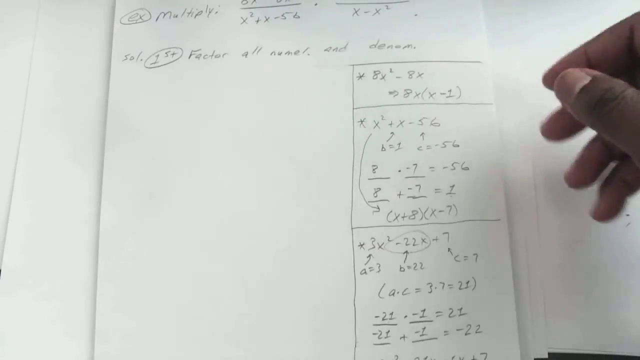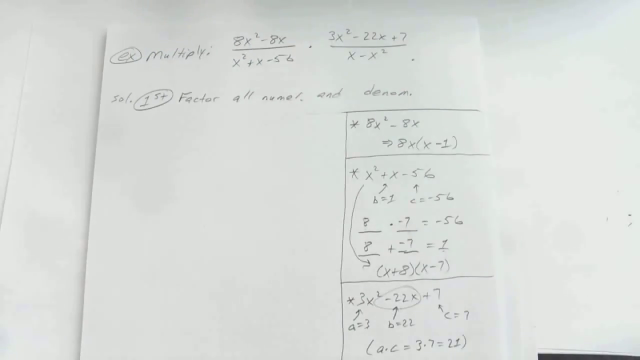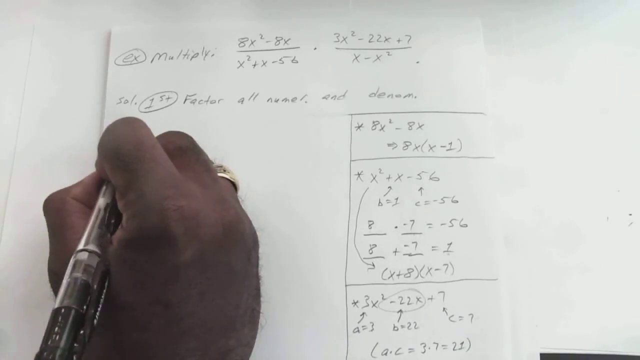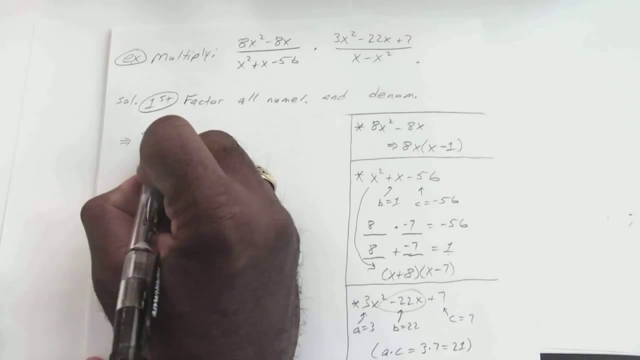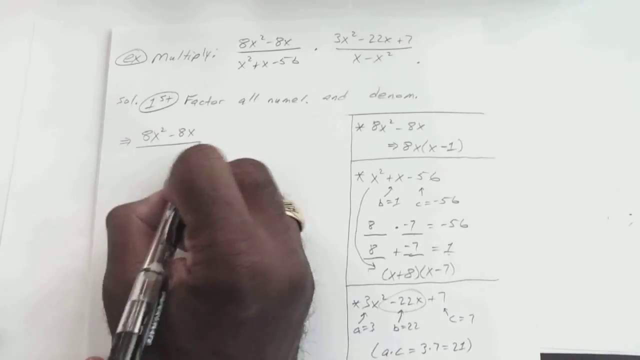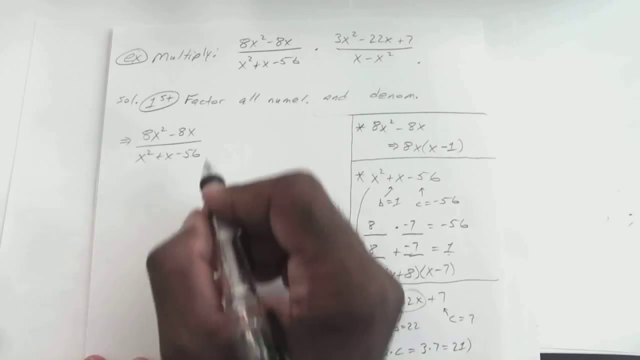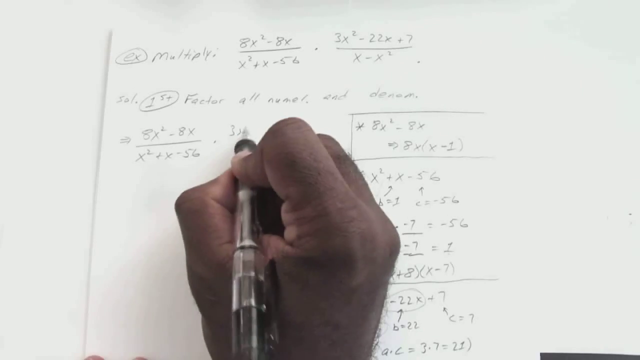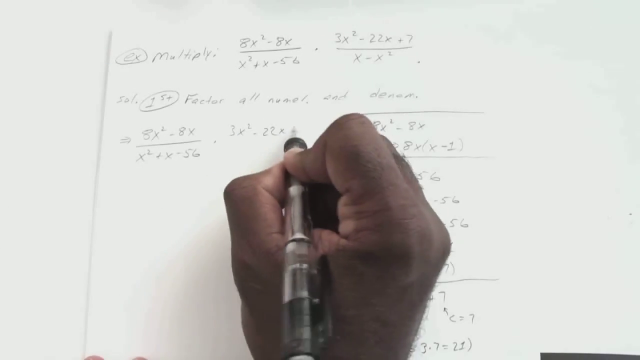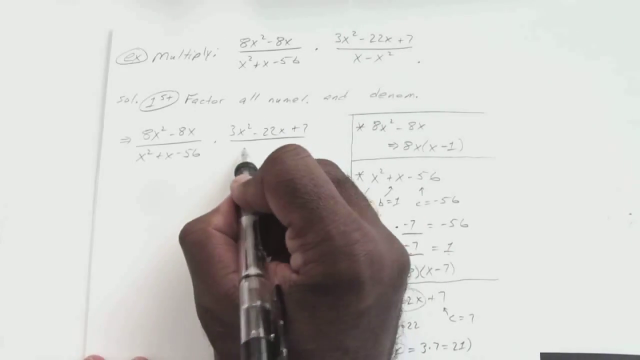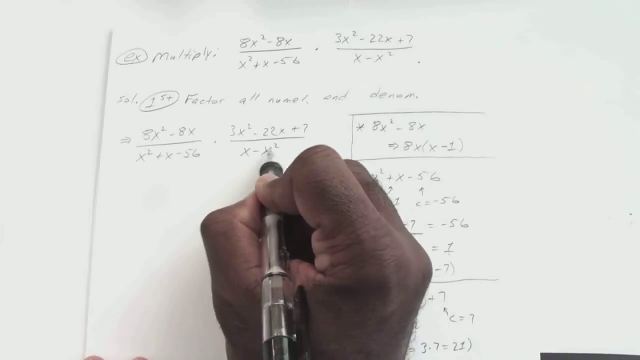All right, so we now have all of our factors, which means that our 8x squared minus 8x over x squared plus x minus 56, times 3x squared minus 22x plus 7 over x minus x squared.